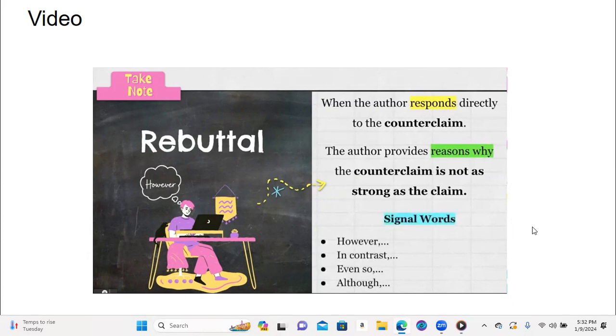So here are signal words to let you know that a rebuttal is coming. They'll say something like, however, in contrast, even so, although. So we go back to the sweatshirt example. The rebuttal might be, even so, teenagers should be allowed to learn how to manage their money so when they are adults, they can make responsible decisions.